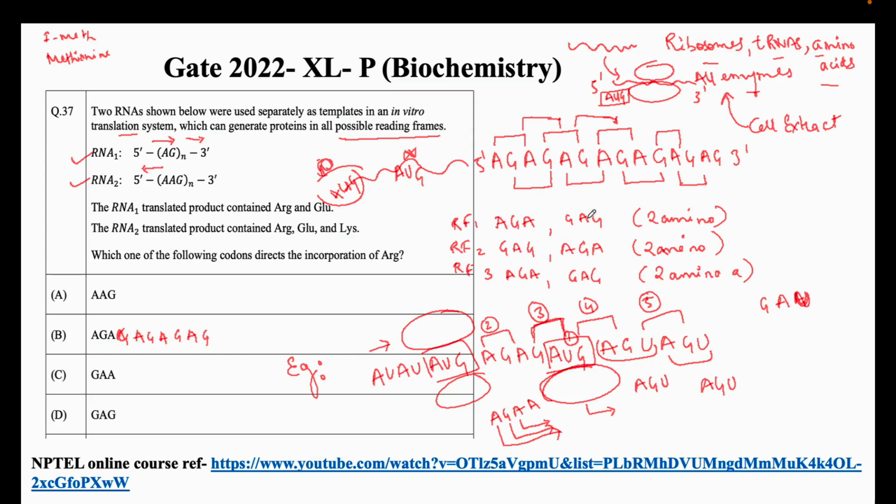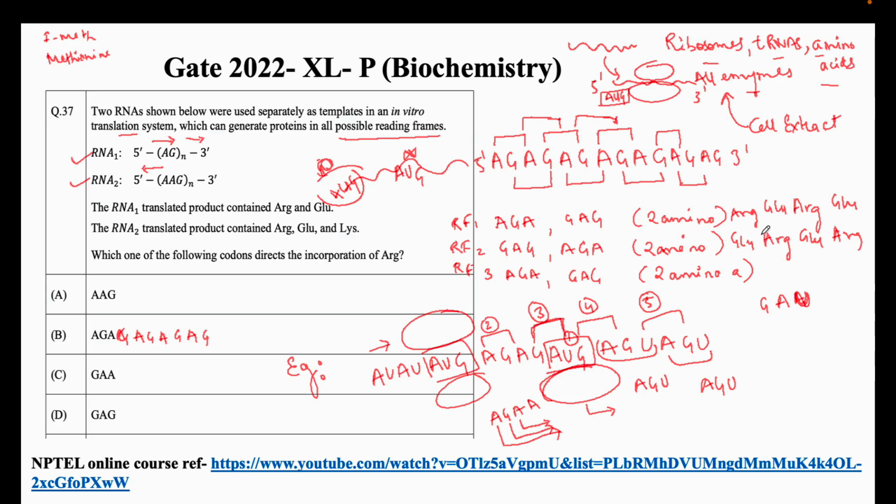Okay, for example, let's consider this is arginine. The amino acid sequence will be arginine, glutamate, arginine, glutamate. Whereas in the second reading frame, the amino acid sequence is glutamate, arginine, glutamate, arginine, right? Because it is starting from GAG.